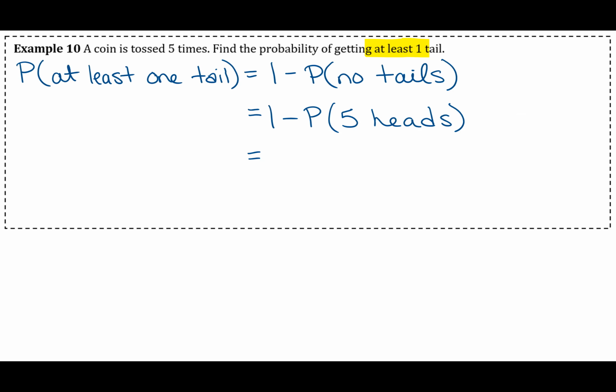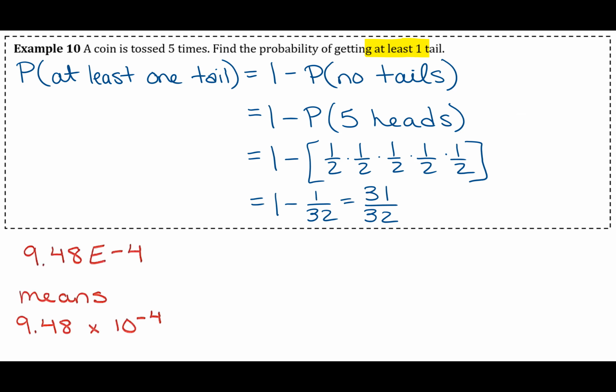So what's the probability we get all 5 heads? Well, you flip a coin, the probability of the first one being heads is a half, the second one heads is another half, a half for all 5 of them. So we have 1 minus 1/2 to the 5th power. That's 1 minus 1 over 32, which equals 31 out of 32.